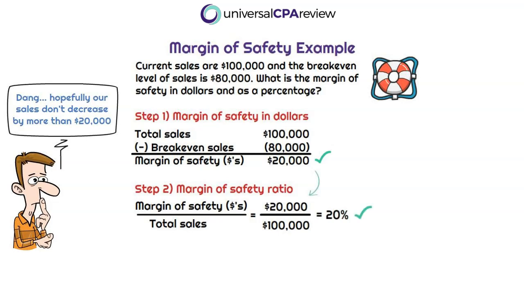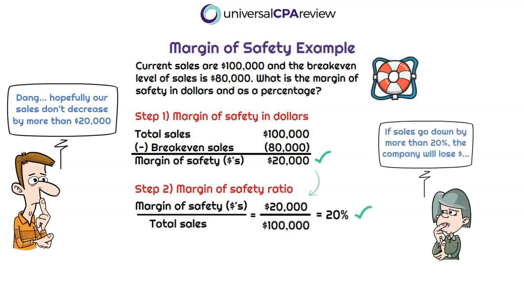So how can we interpret this? Well, as the CEO says here in this little diagram or picture, it says if sales go down by more than 20%, the company will lose money. Right? So it can go down 20%, and that means we're at break even, but if it goes down, say, 25%, well, the company is going to be below break even in sales, right? And that means they're going to be generating negative income. That's a loss. That's not good, right?